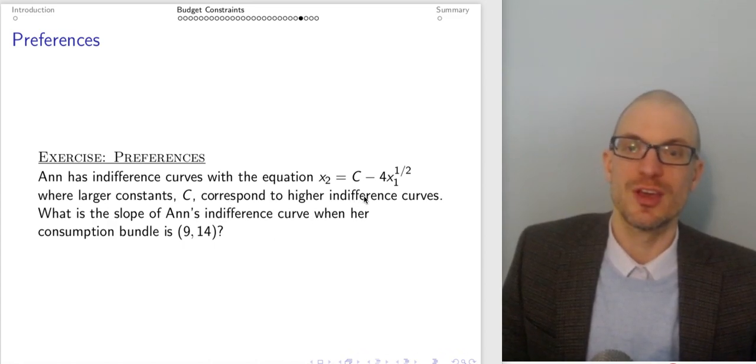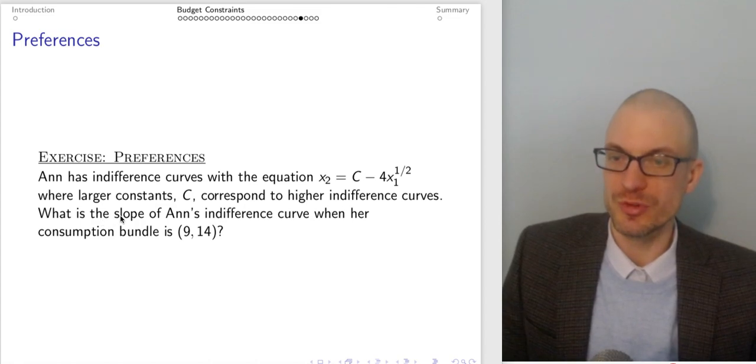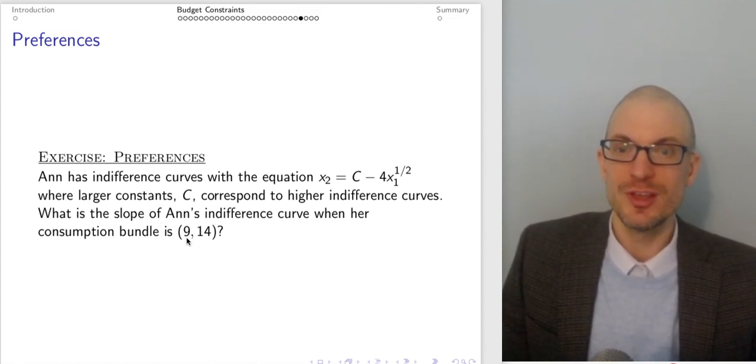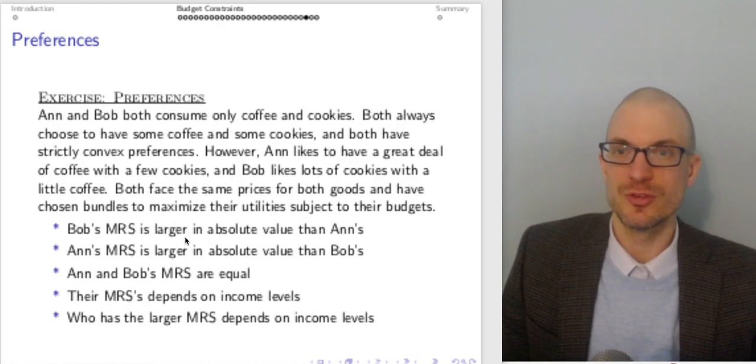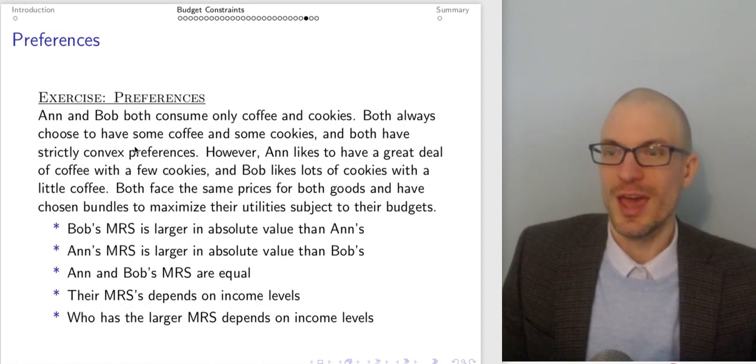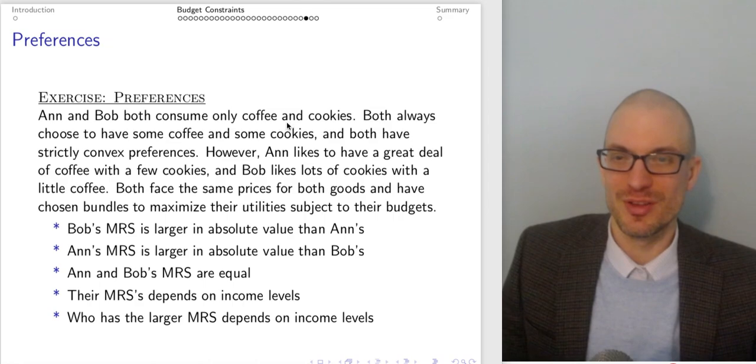This is just asking us what's the MRS at this particular point. What's the slope of the indifference curve? That's Ann's MRS at this bundle. It'd be different somewhere else. This is a convex curve, but convex preferences, but at this particular point, the MRS is going to be minus 2/3.